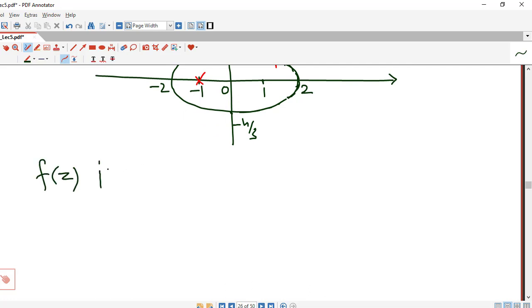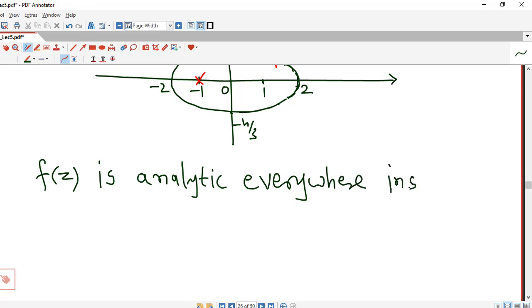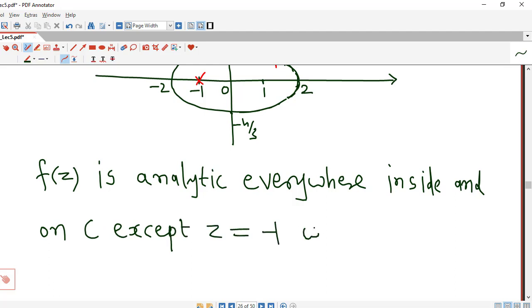f of z is analytic everywhere inside and on C except z equal to -1, which lies inside C.